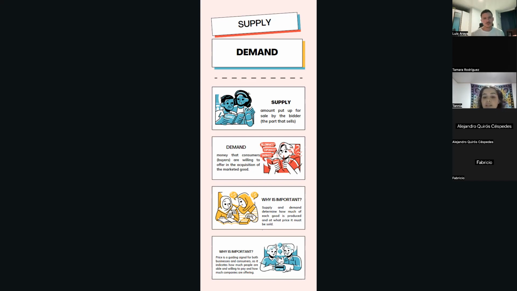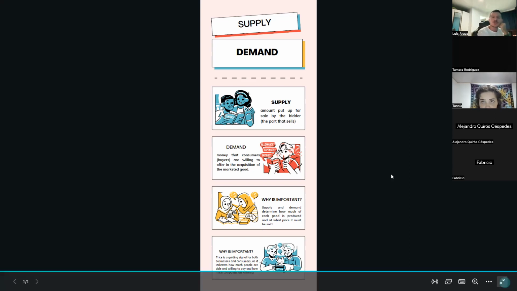Why is it important? Supply and demand determine how much of each good is produced and at what price it must be sold. Price is a guiding signal for both business and consumers, as it indicates how much people are available and willing to pay and how much companies are offering. And that's all.